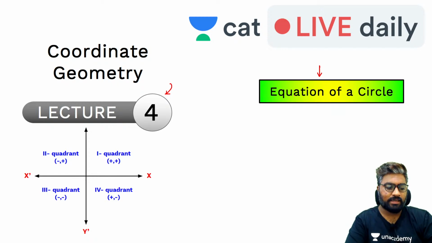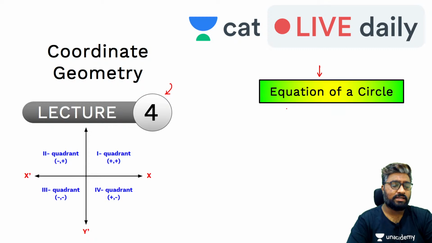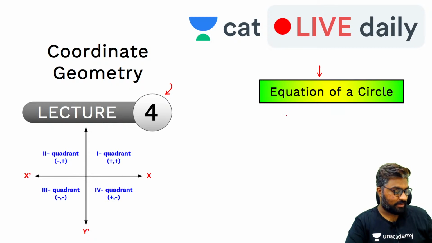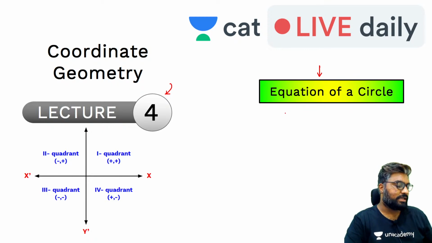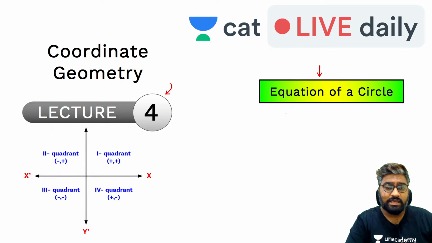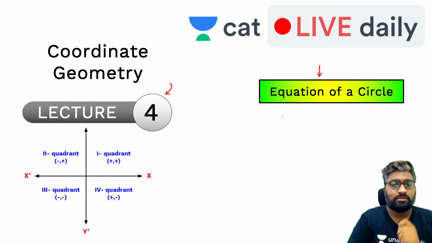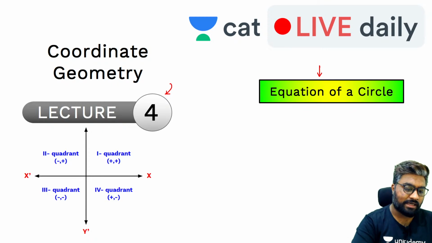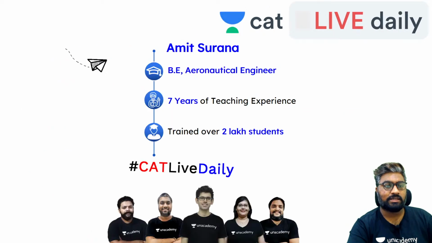In the previously done classes, we had looked at Cartesian system, distance formula, midpoint formula, section formula in the first lecture. In the second lecture, we had looked at equation of a line and different situations with that. In yesterday's session, we had looked at different points of a triangle: orthocenter, centroid, circumcenter, incenter, and questions related to that. And we had also looked at area of a triangle and area of a quadrilateral. In today's session, we're going to deal with equation of a circle.